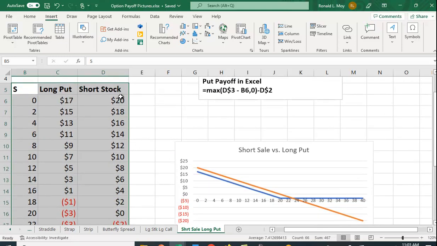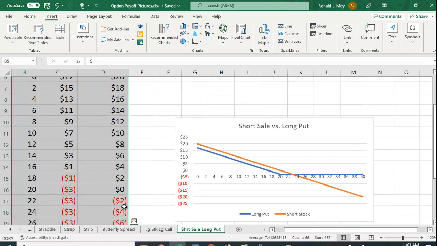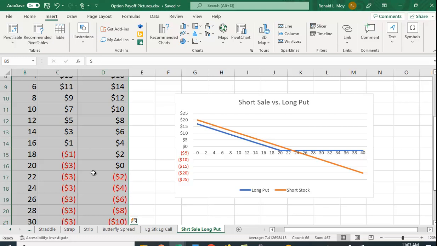And again, you can see that the short position makes you $3 more up until the point where the price of the stock goes above $20, and then you continue to lose money with the short sale, where the losses with the put option are capped.